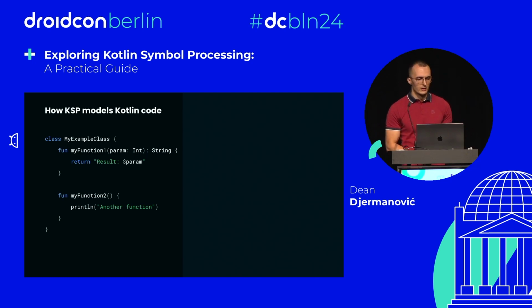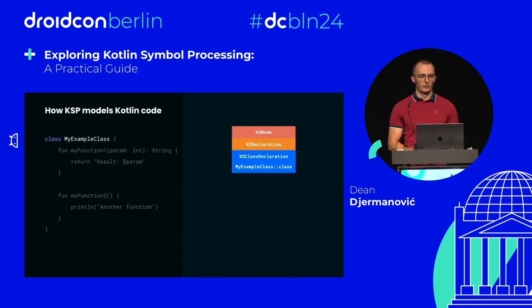Let's take a look into a conceptual example on how KSP models a Kotlin class with functions in a file. So when you have a Kotlin class like this inside of a file, KSP will give you access to symbols representing these elements. When KSP starts processing this file, it will view my example class as a class declaration. In KSP, the KSClassDeclaration interface models class-like declarations. So this includes classes, interfaces, and objects. And for each class declaration, you can query for further details, such as member declarations or simple name, for example.